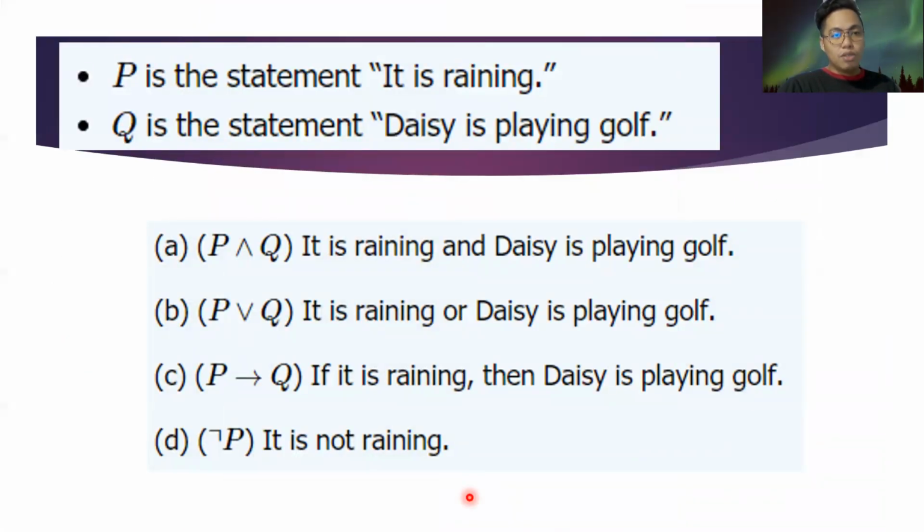Some examples. So P refers to it is raining, and then Q is Daisy is playing ball. So when you say P and Q, for letter A, it is raining and Daisy is playing ball. If we have P or Q, it is raining or Daisy is playing ball. If P then Q, if it is raining, then Daisy is playing. Not P, so it is not raining. Because P shows it's raining, therefore not P is it is not raining.